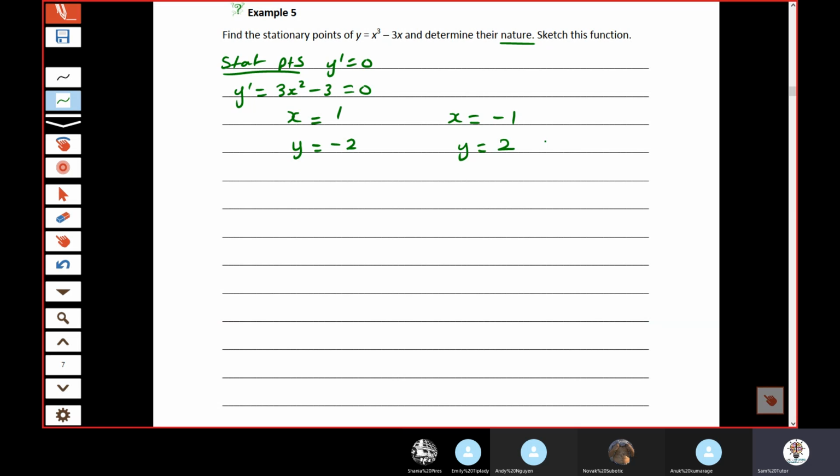Let's do it. Nature. Method 1. It's called the y dash table. So method 1 is the y dash table.